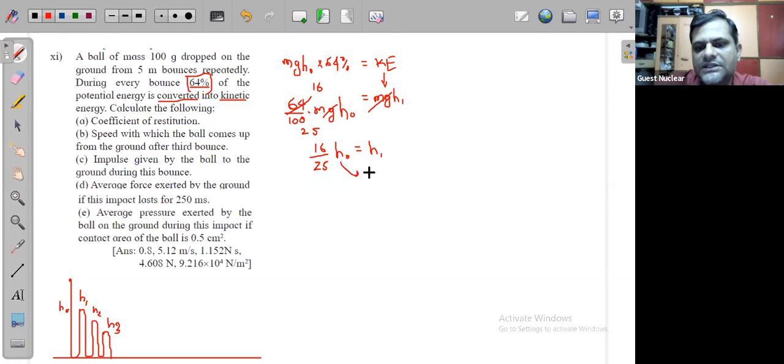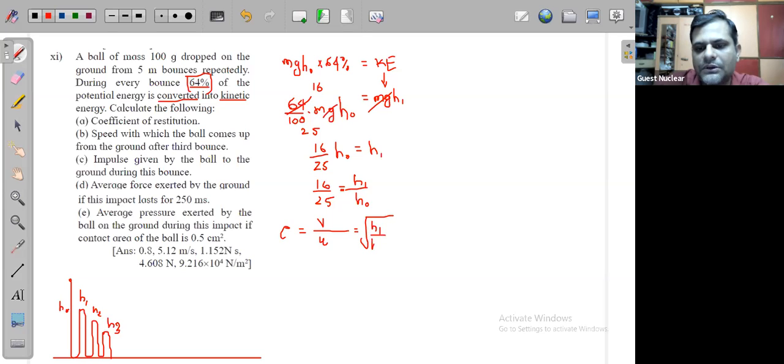So if we send this h naught to the denominator on this side, then we get that 16 by 25 is actually going to be h1 by h naught, right? Yes. And now we can recall the formula for coefficient of restitution in this case. When one body remains at rest and the other body collides and rebounds back, the coefficient of restitution is given by the velocity of the colliding body after collision upon the velocity of the colliding body before the collision. And we already proved that this coefficient of restitution can also be written as root of h1 upon h naught, right?